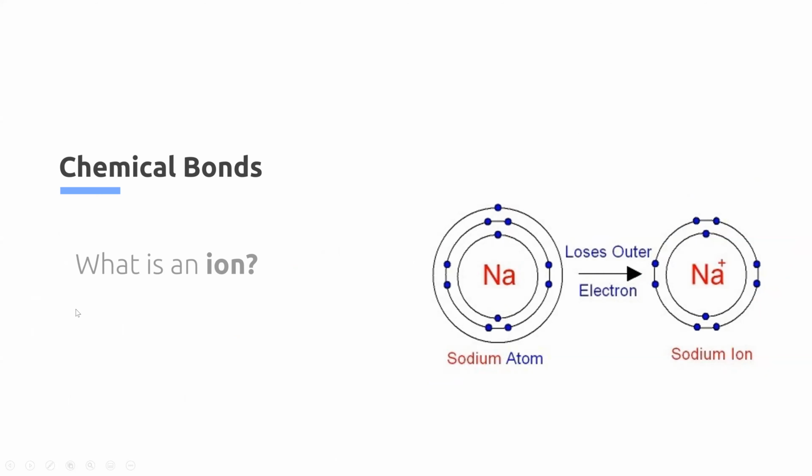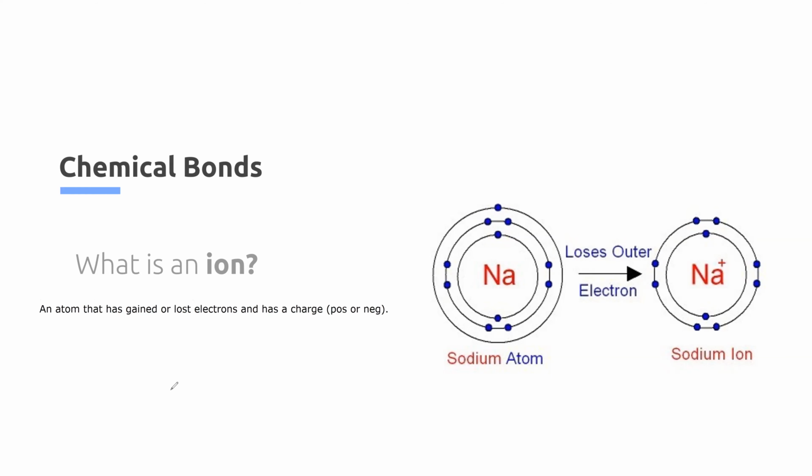So let's move on. We've talked about covalent bonds, which means they share electrons. Now we are going to look at what an ion is and how they form an ionic bond. An ion is an atom that gains or loses electrons and has a charge. Let me write that down for you. When I say has a charge, I mean positive or negative. So an ion is an atom that has gained or lost electrons and has a charge.